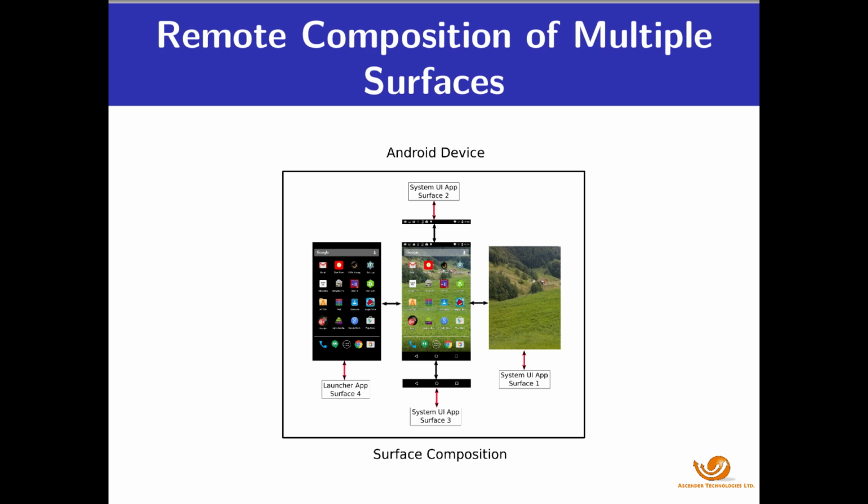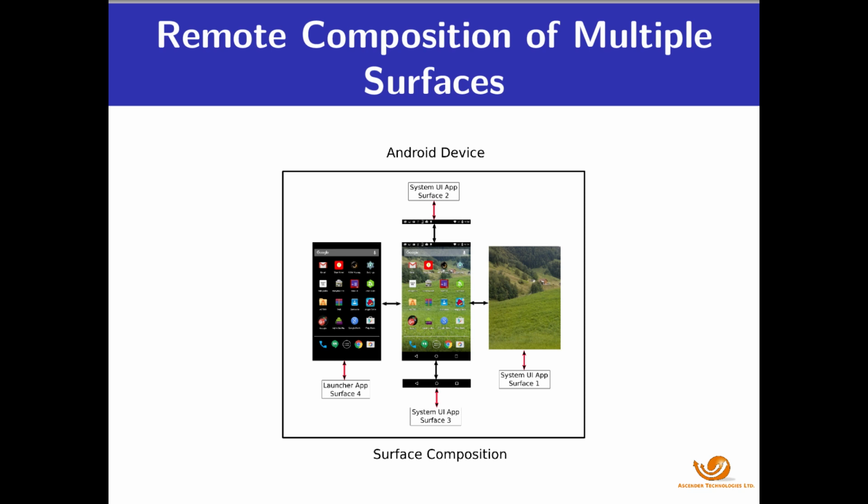The first surface is the system wallpaper, an opaque graphical image covering the device screen. The second surface is the Android status bar, which contains notification and system icons. The third surface is the Android navigation bar, which houses the device navigation controls: back, home, and overview.